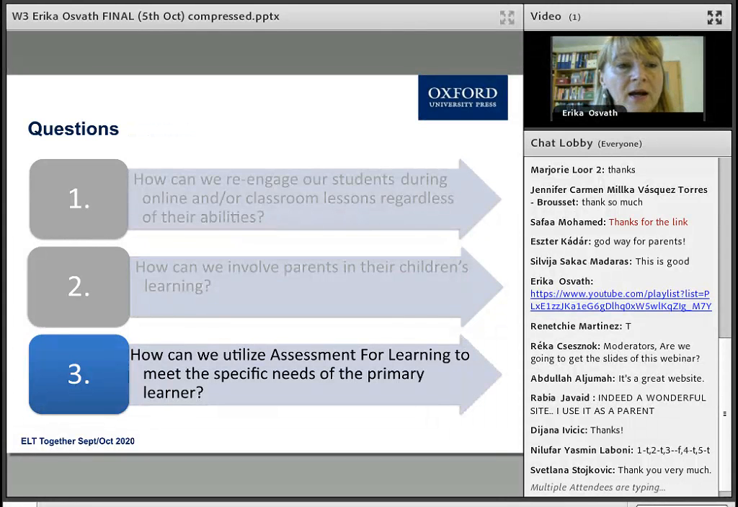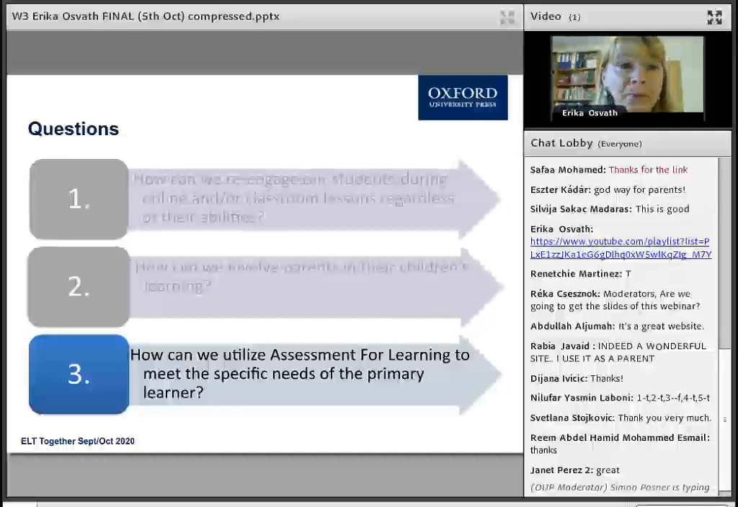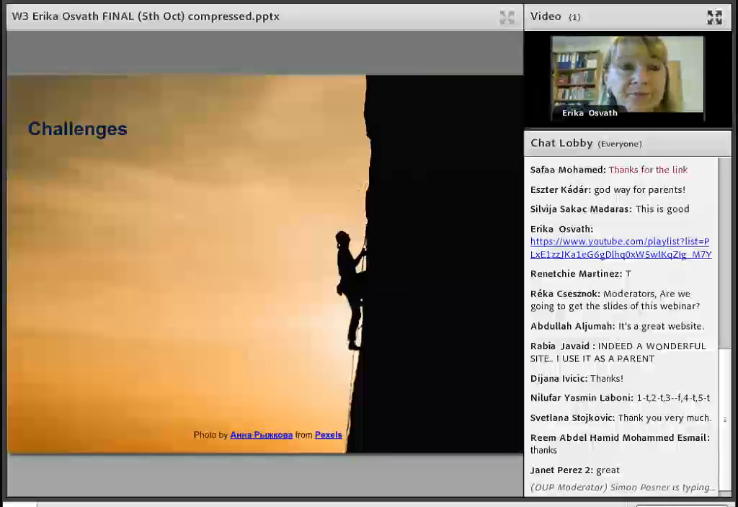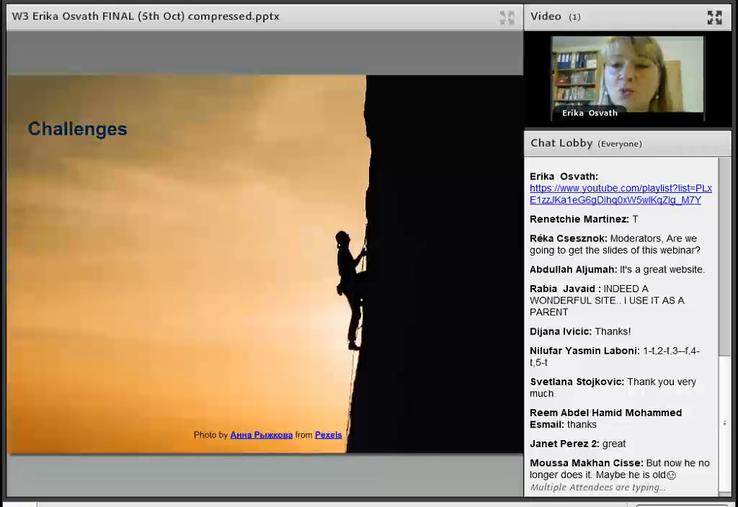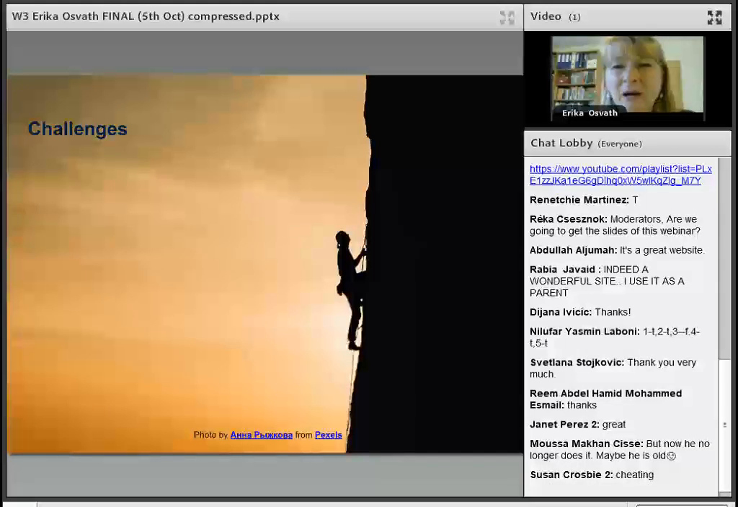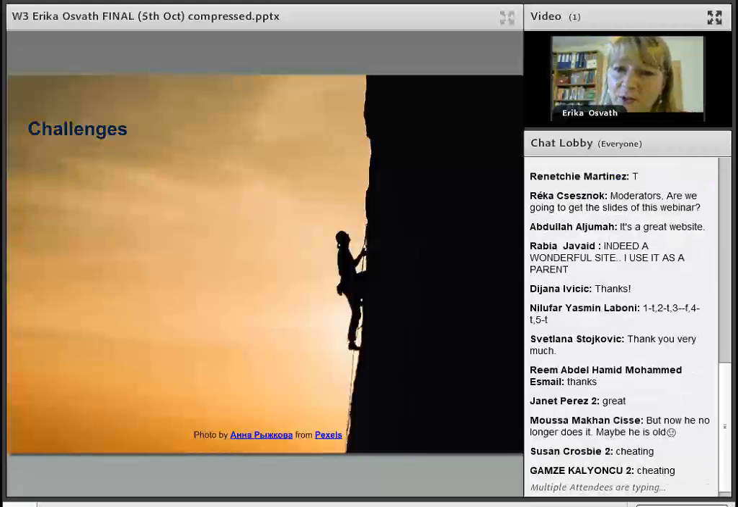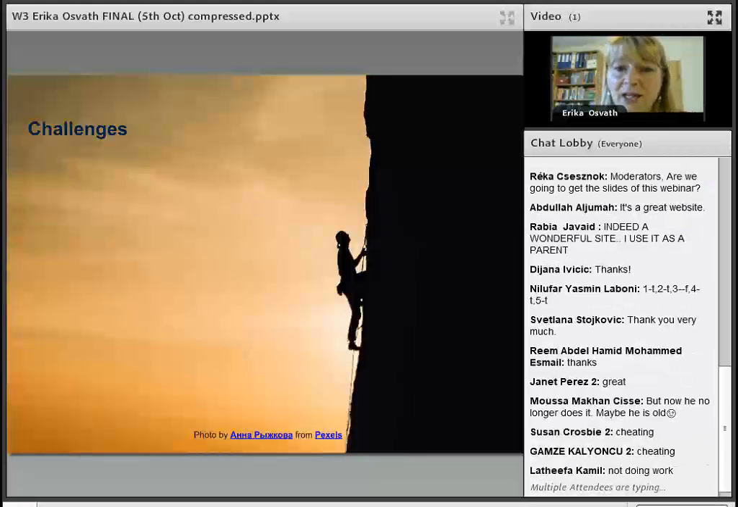And finally, let's look at our last question. How can we utilize assessment for learning to meet the specific needs of the primary learner? So, I would like to turn to you now and ask you about some of the challenges that you have faced in terms of assessment in the past few months. What are some of the things that you've found difficult in terms of assessment? Okay, cheating.